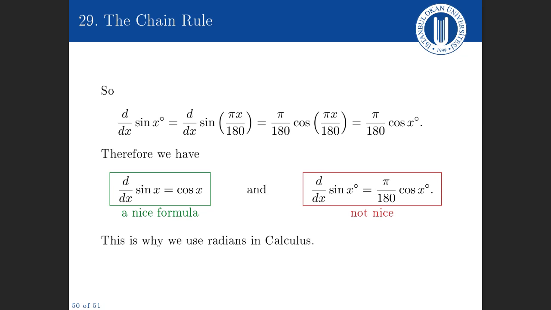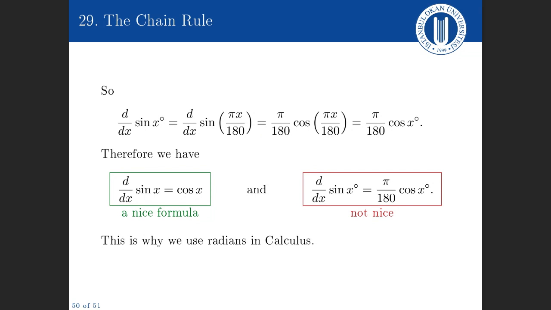So if we wanted to do the derivative of sine x degrees, what we're really doing is the derivative of sine of pi x divided by 180. And by the chain rule, that's pi divided by 180 cos of pi x over 180, or pi over 180 cos x degrees.